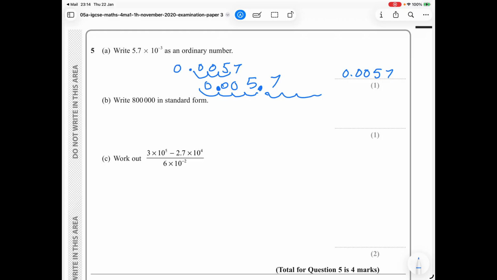Now 800,000 in standard form. Standard form is between 1 and 10. So you've got 8 at this bit, and then it's times 10 to the power of, 1, 2, 3, 4, 5. There you go. And then work out what this is.